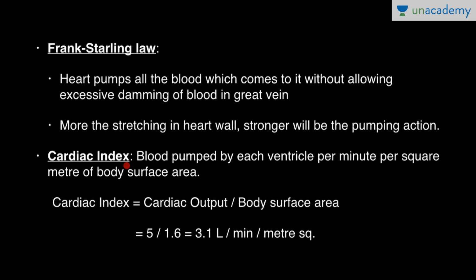Next we have cardiac index. It is the blood pumped by each ventricle per minute per square meter of body surface area. Blood pumped by each ventricle per minute is cardiac output. So cardiac output per square meter of body surface area is cardiac index. So it is 5 divided by 1.6, that is 3.1 liter per minute per meter square.